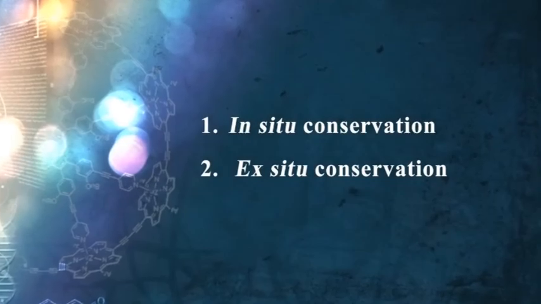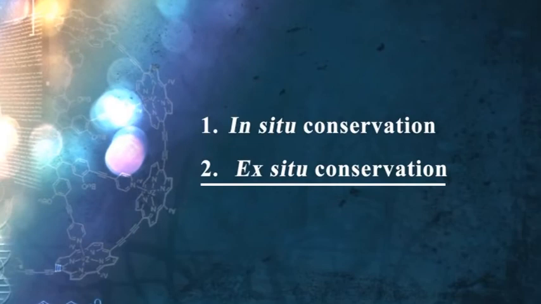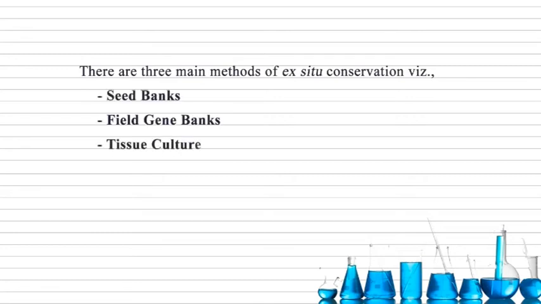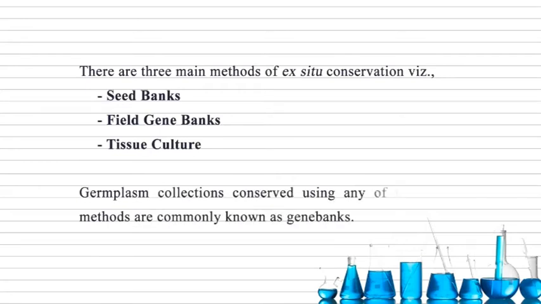Next, let us take up ex situ conservation. Ex situ conservation is the type of conservation in which species are conserved outside their natural habitats. There are three main methods of ex situ conservation, namely seed banks, field gene banks and tissue culture. Germplasm collections conserved using any of these three methods are commonly known as gene banks.